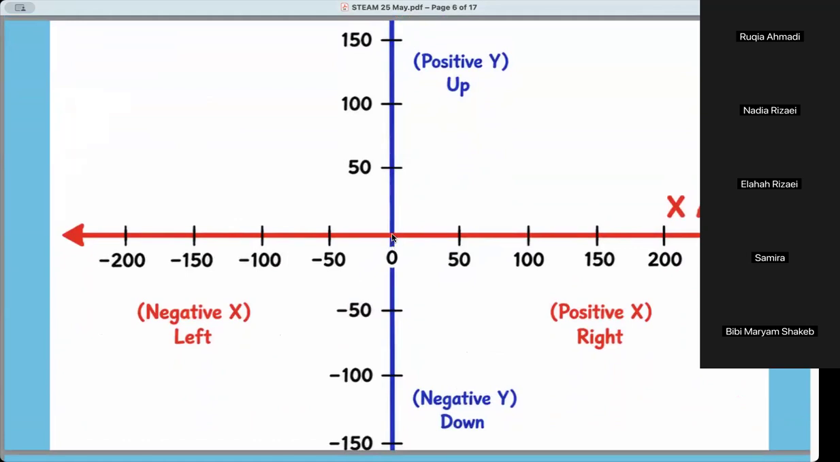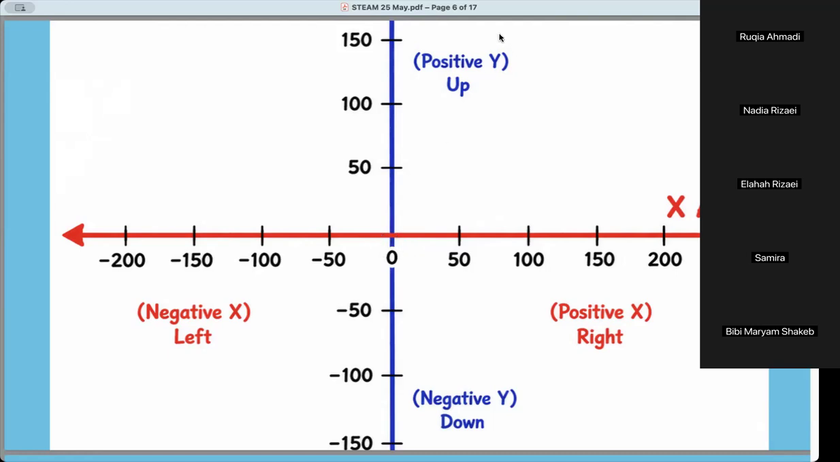Right now, I would like to refresh your memory. Say, on this point, if we have our sprite, what do we call it? Who remembers? When the value of both x and y is 0, what is it called? Do you remember? We just talked about it. When the value of both x and y is 0, we call it origin. Okay, the center point, which is here.